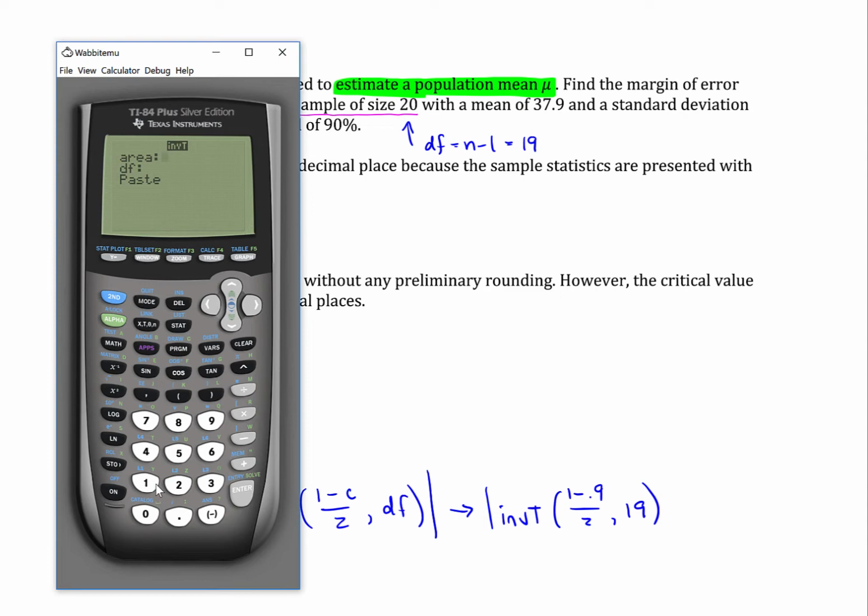The area, so this is going to be the 1 minus 0.9 divided by 2. So 1 minus 0.9 is 0.1, and when I divide that by 2, that's 0.05. The degrees of freedom is 19. When I paste that, just use inverse t, and I come up with 1 point. It's said to use 3 decimal places for the critical value, and I'm making it positive for the absolute value. So 1.729.